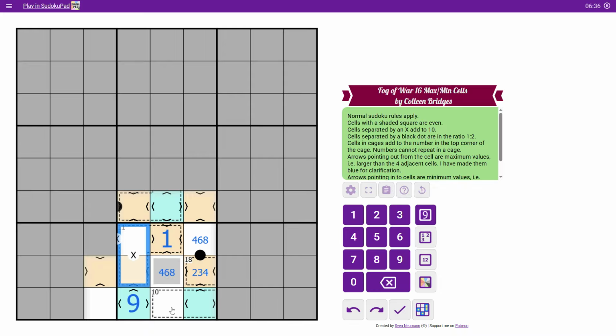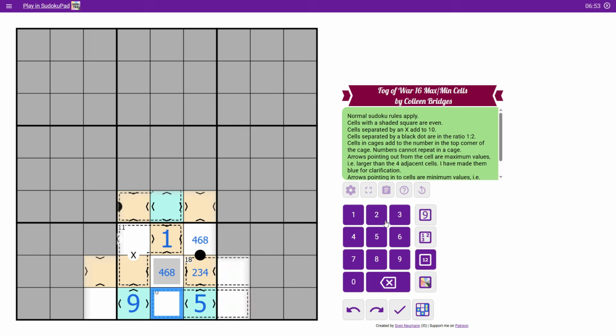So if the 5 was there, that would be okay. If the 5 was there, you'd have to have something bigger than a 5. So it would be 6, 7, 8, and 5 and 6 is 11, which is too big. So the 5 can't go there. The 5 would have to go in that spot.